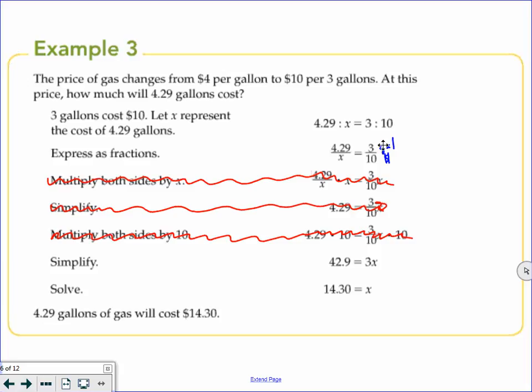Now we know to solve that proportion, we just need to cross multiply and divide. So you can kind of skip these 3 steps in the middle here. Let's take a little work out of it. 4.29 times 10 is 42.9. 3 times x is 3x. And then what they did there to get that was divide by the 3. And that gives you the $14.30 for the 4.29 gallons of gas.